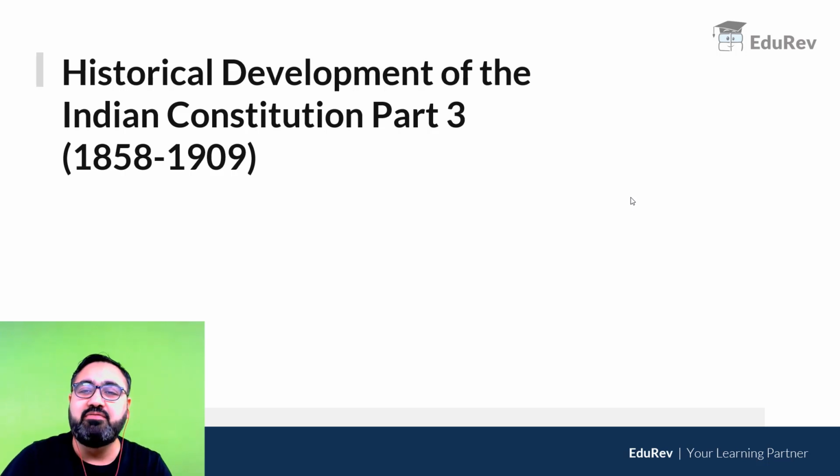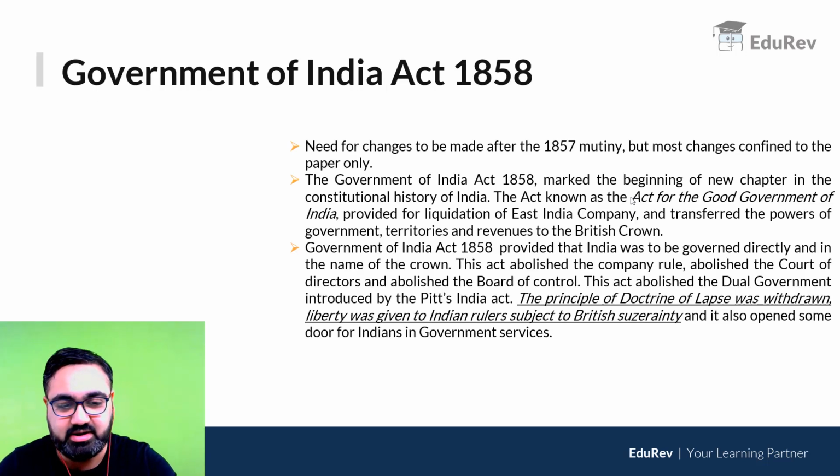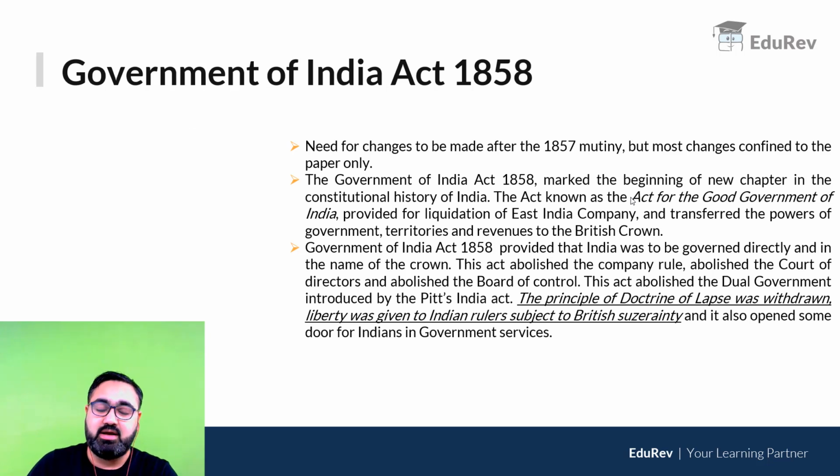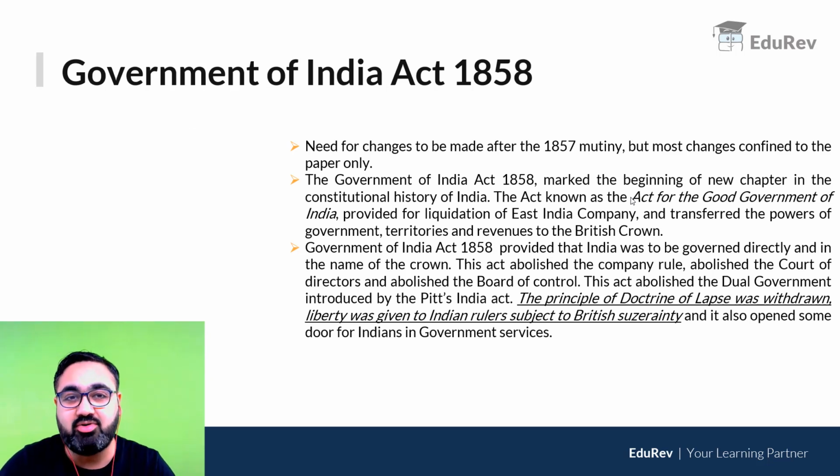So in this part, we will be discussing the 1858 Act, the 1861 Act, the 1892 Act and the very important 1909 Act. So let's begin. Straight after the 1857 revolt, the first act that came was the 1858 Act, called the Government of India Act 1858.